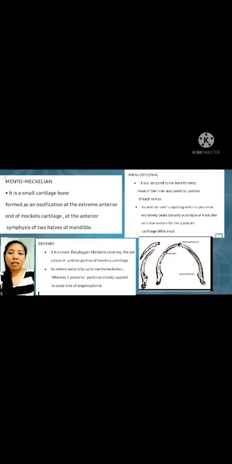Angulosplenial is a long and curved bone forming most of the inner and posterior portion of the ramus of the mandible. Its anterior end is tapering, while its posterior extremity bears dorsally a condyle, a knob-like articular surface for the quadrate cartilage of the skull. Dentary is a small flat dagger-like bone covering the outer surface at the anterior portion of Meckel's cartilage. It extends anteriorly up to the mentomeckelian areas.